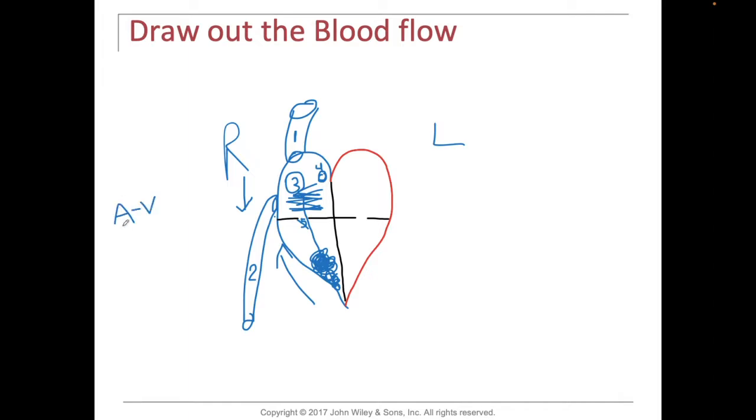We have AV valves, which stand for atrioventricular valves. That would be this and this. These are the 2 valves between the atrium and the ventricle. So it's the atrioventricular valve, but the one on the right side is called the tricuspid, and the one on the left is the bicuspid, aka mitral valve. So this one's on the right, bicuspid is on the left. The other name for bicuspid is mitral valve.